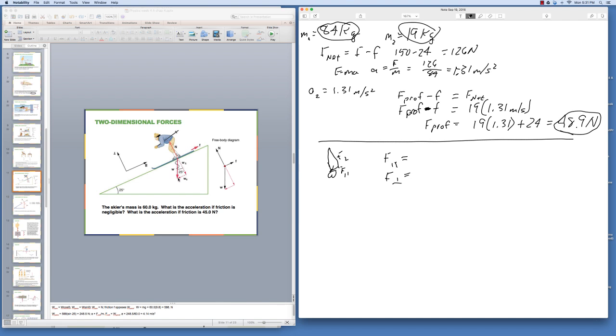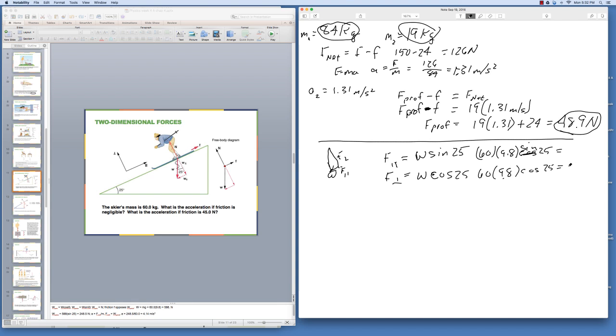You see F parallel is the side opposite the angle, so it's going to be the total weight times the sine of 25 degrees, and F perpendicular is going to be the weight times the cosine of 25 degrees. And the weight here is mass times acceleration, or 60 times 9.8 times the sine of 25 degrees. And this is going to be 60 times 9.8 times the cosine of 25 degrees. So the parallel force and the perpendicular force.